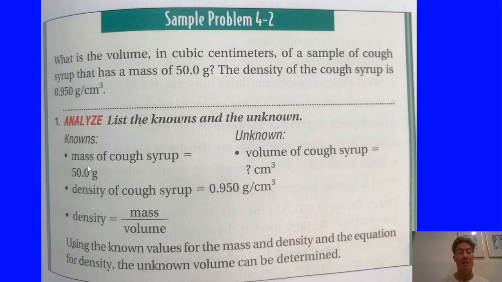So our knowns are the mass of cough syrup, 50 grams, and the density. We know our density formula. We're trying to solve for volume of cough syrup in cubic centimeters. So you can see that we have 2 out of the 3 things that we need from our density formula. We're just going to solve for our unknown, in this case volume. So we're going to get volume up here by multiplying both sides by volume. And then we're going to divide both sides by density to get density down here. And we're going to end up with volume equals mass over density. And then we'll just plug in our numbers and calculate.